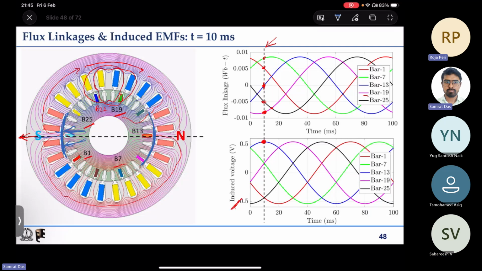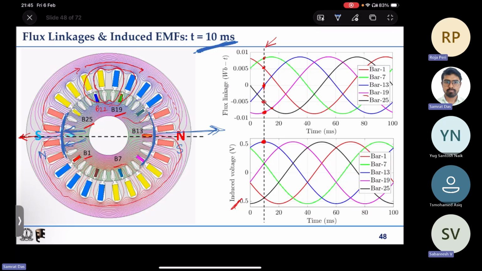No, this is at t equal to 10 milliseconds. With time it will flip. At t equal to 0, the flux direction will be here, so this has to be south and this has to be north. Now this is at the halfway point, that is why it has reversed.